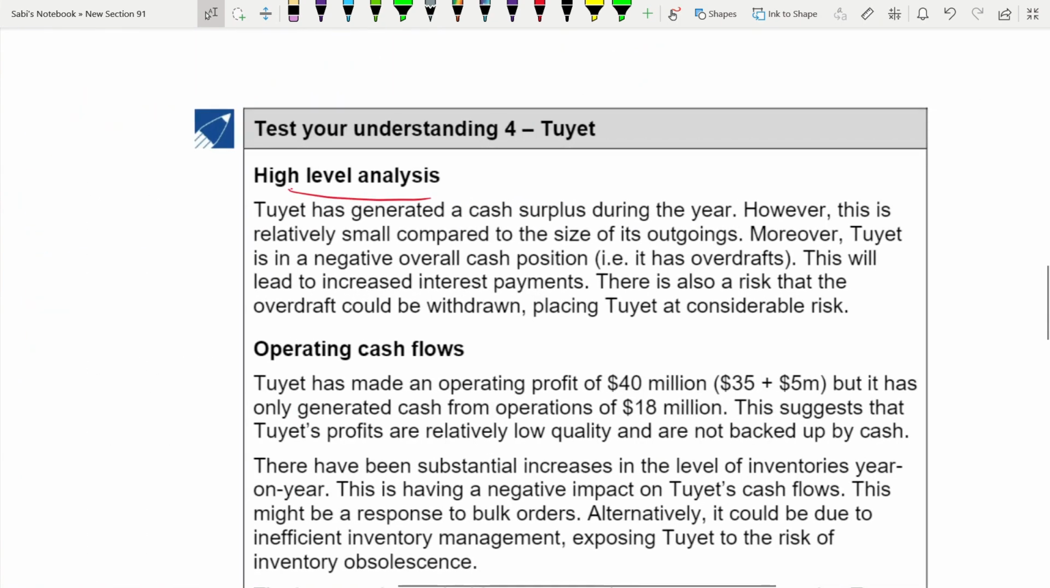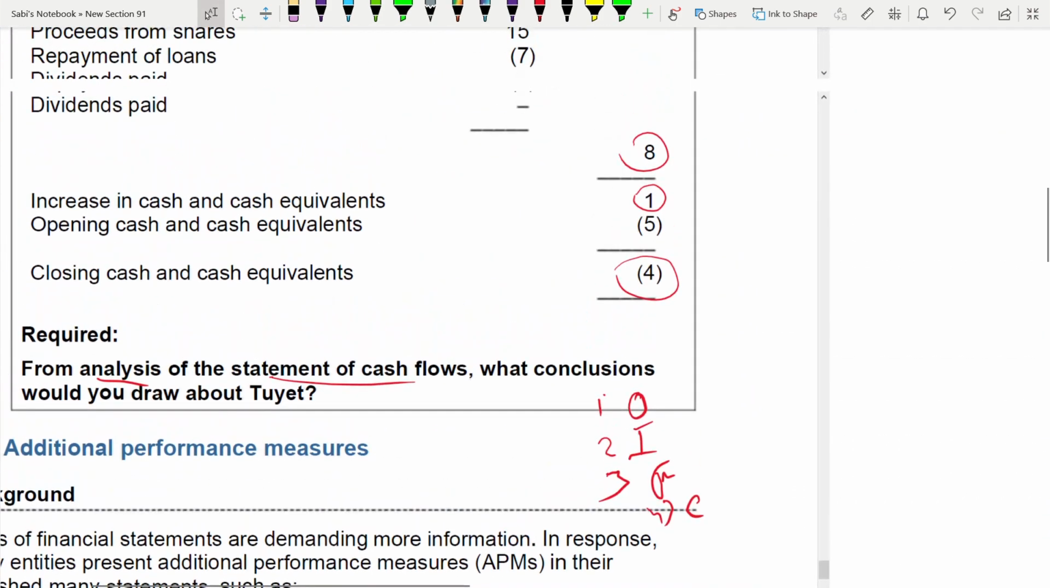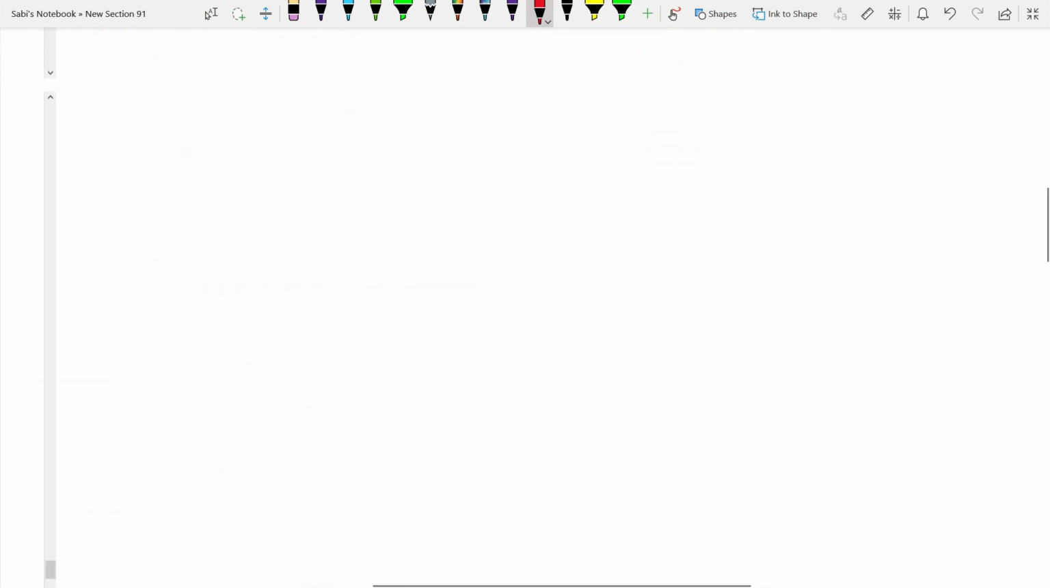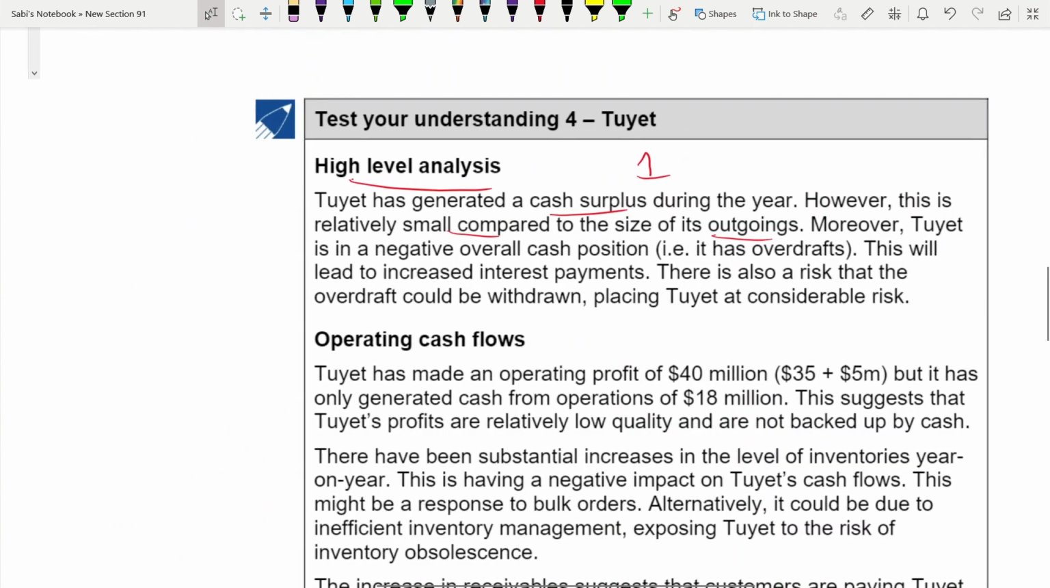Okay, it has generated a cash surplus during the year. But it's very small compared to the size of its outgoings. Why was it a cash surplus? See, because it was 1. It's a surplus, no? It's a positive one. That's why. But it's relatively small compared to the size of its outgoings. Outgoing is more. So here they have a negative overall cash position. That means it has an overdraft.